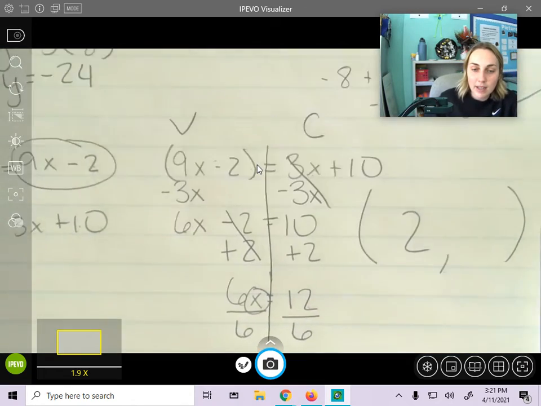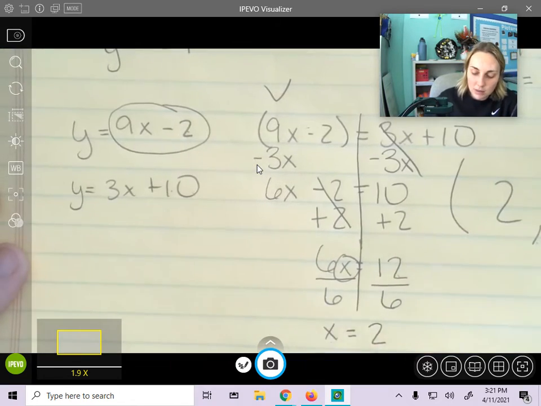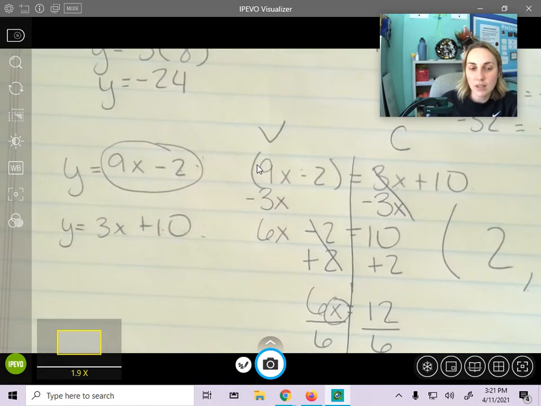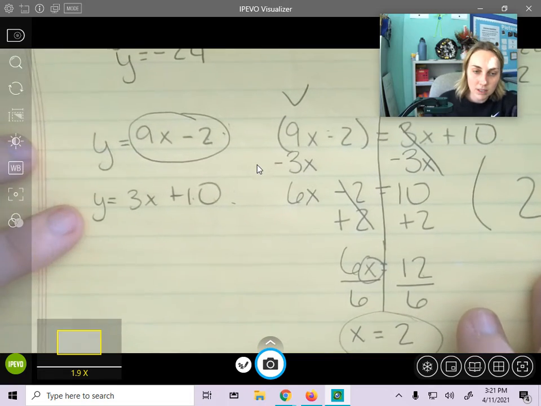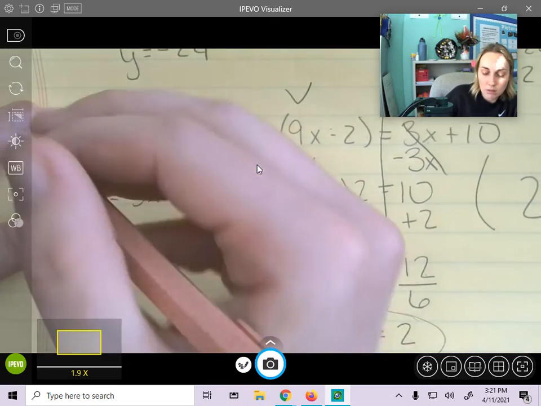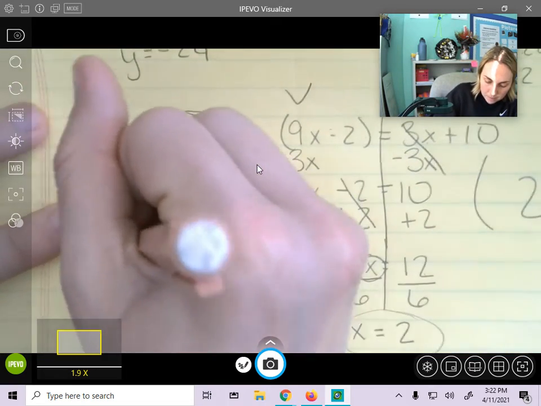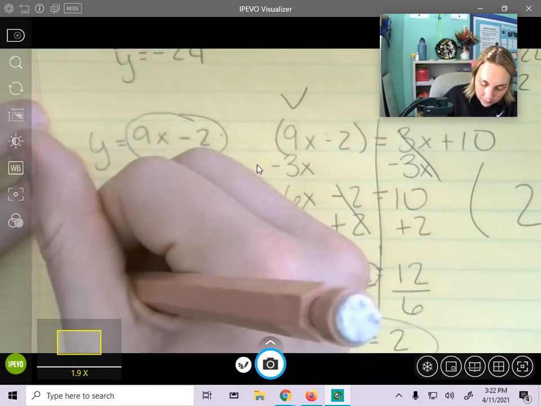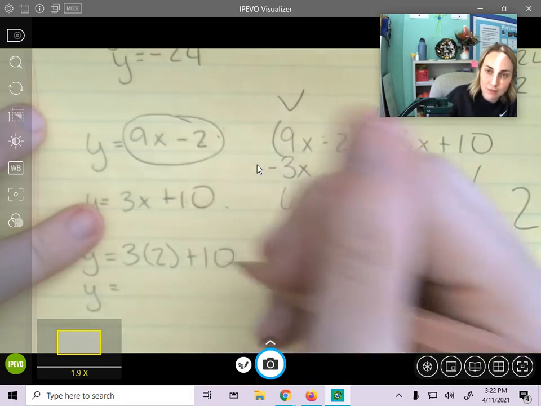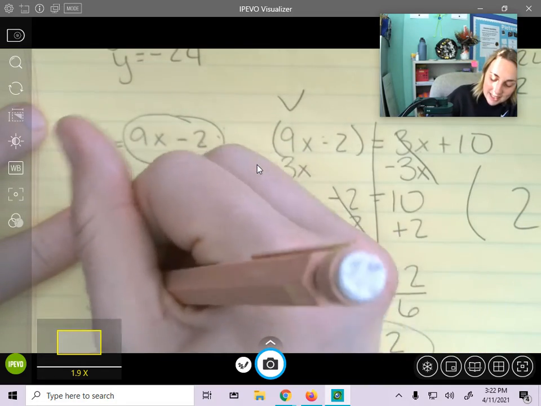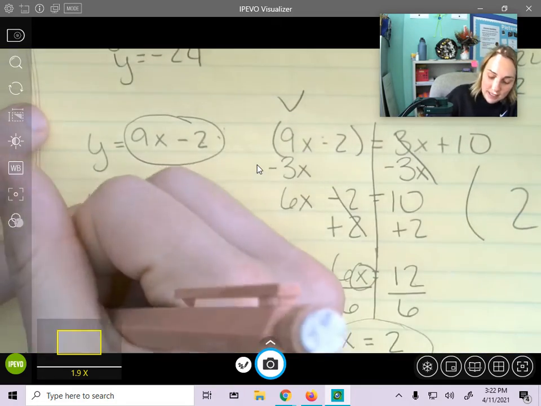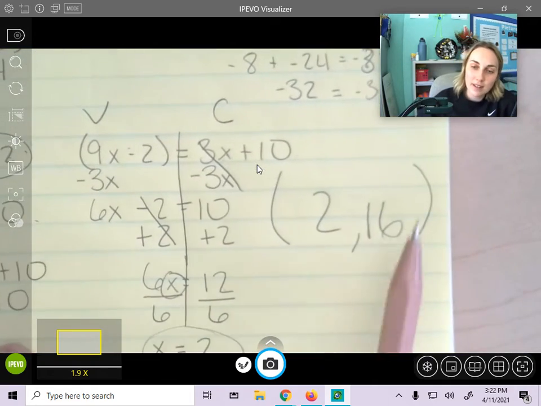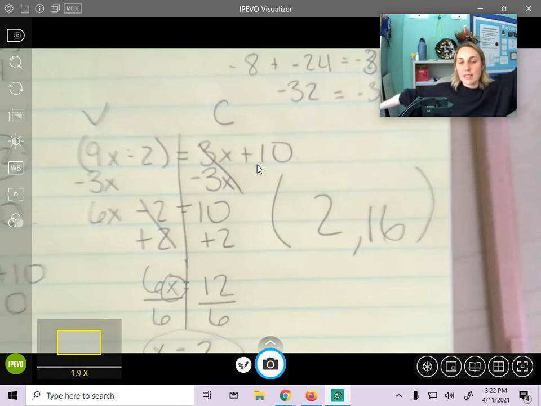Now I need to find my y value. So to do it, I'm going to substitute this x value into either one of these equations, whatever I think is easier, and go ahead and solve. So I'm going to substitute into this bottom one because I personally think it would be easier. My x value is 2, so 3 times 2 plus 10. 3 times 2 is going to give me 6. 6 plus 10 is going to give me 16. And therefore, y value is 16. That is my ordered pair.